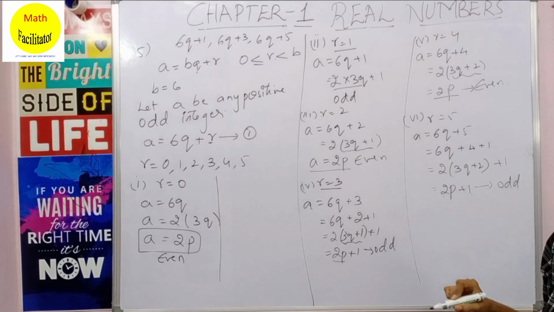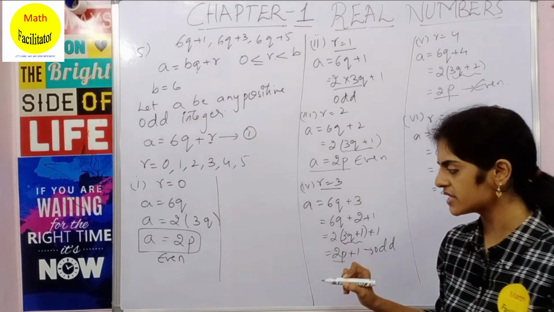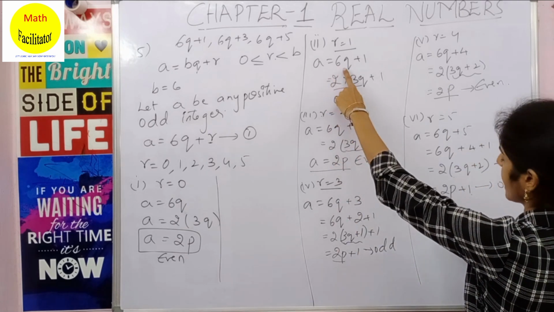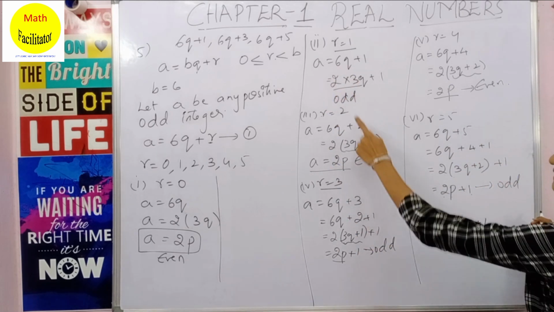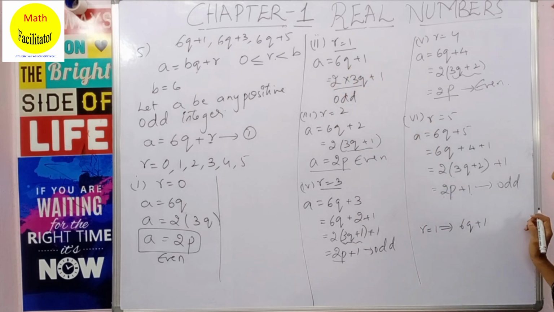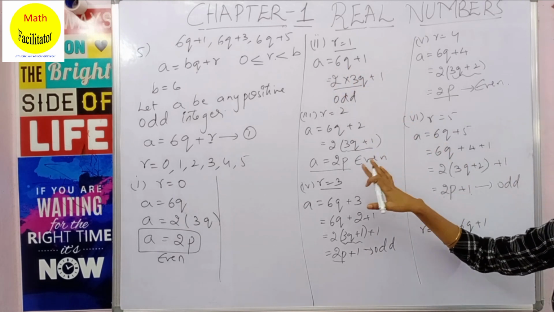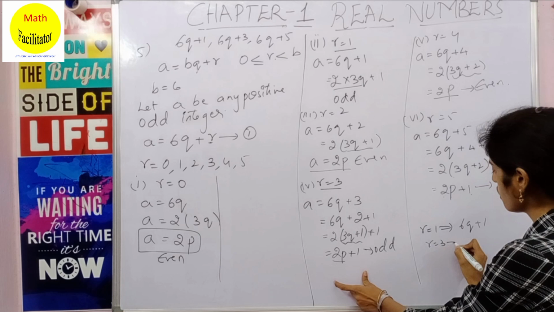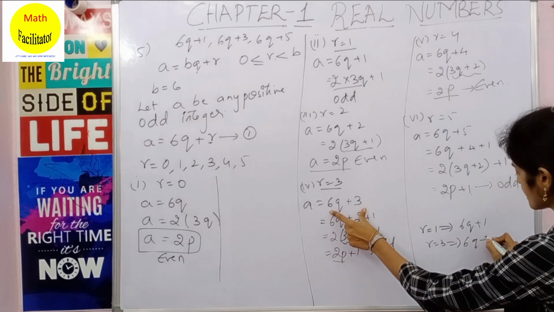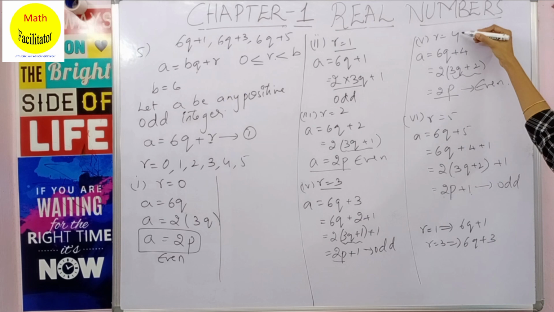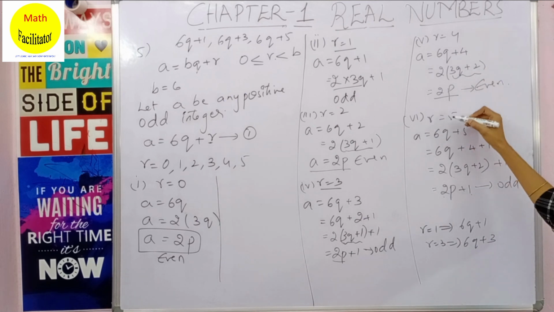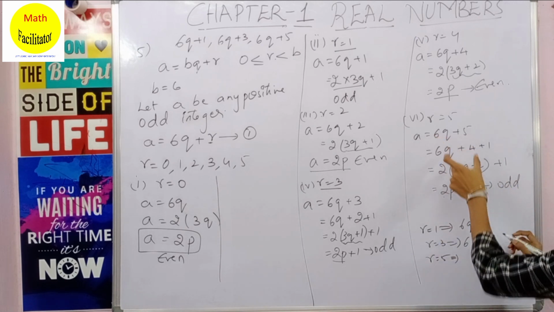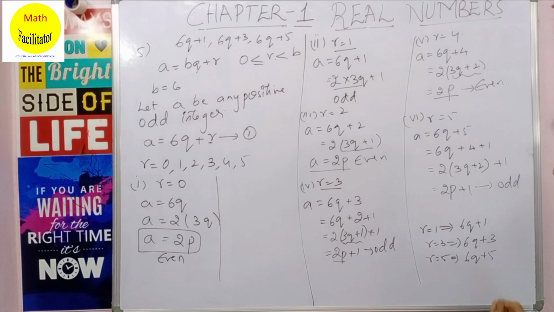Now check in which case we got odd numbers. When r is equal to 1, you got an odd integer, and the corresponding a is 6q plus 1. When r is 2, you got an even integer, so leave it. When r equal to 3, you got an odd integer. What was the value of a? It was 6q plus 3. When r is equal to 4, you got an even, so you leave it. When r equal to 5, you got an odd integer, so the value of a is 6q plus 5. So this is the proof.